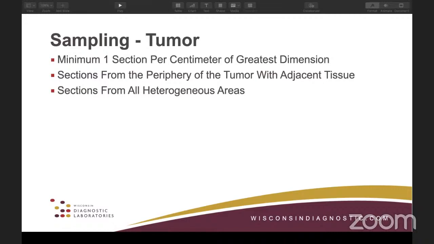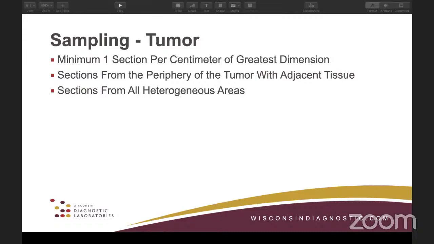All right, now sampling the tumor, the rule of thumb is the minimum is 1 section per centimeter of the greatest dimension. So if your tumor is 4.5 by 3.0 by 1.5, the greatest dimension is 4.5. And I generally like to round up, so I would take 5 sections of that tumor. Now, this is the minimum.